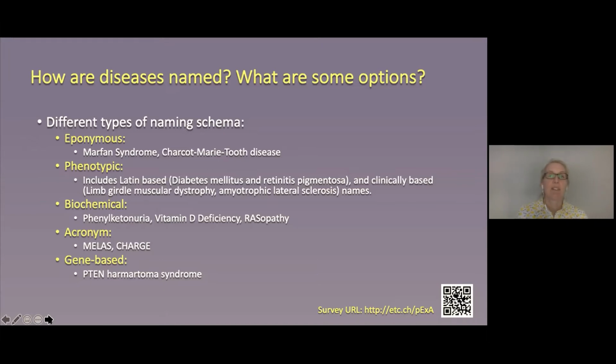And lastly, you can have a gene-based name or a gene phenotype name. One that you may think of right at this moment would be PTEN hamartoma syndrome, where you really are trying to give a reflection that this is a genetic condition and that you want to explicitly say the gene, but also begin to combine a phenotype or a phenotypic feature that is most well known or most associated with that particular disease in those individuals.